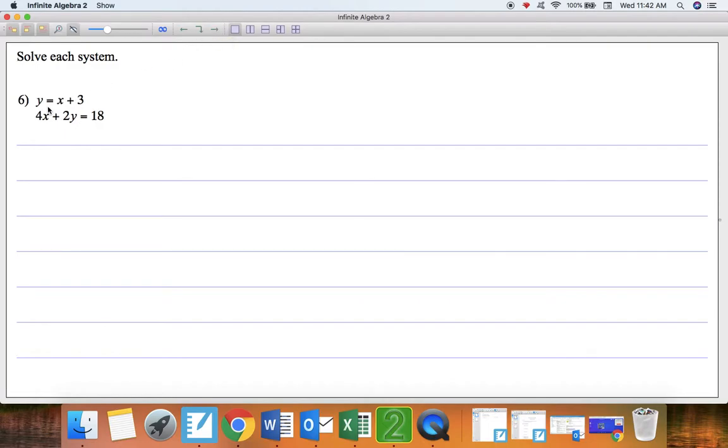And then this one we're solving probably using substitution. Take x plus 3 and plug it in for y in your next equation. So there's a substitution problem.